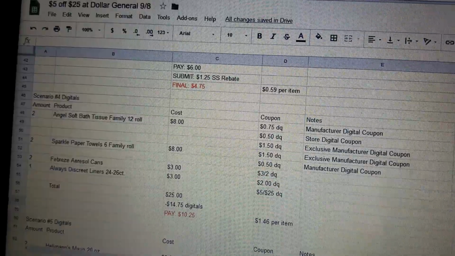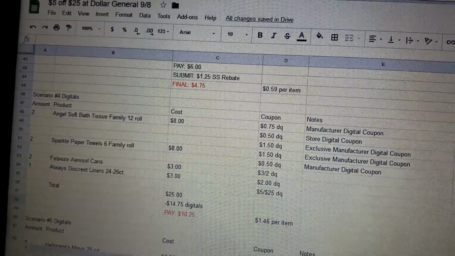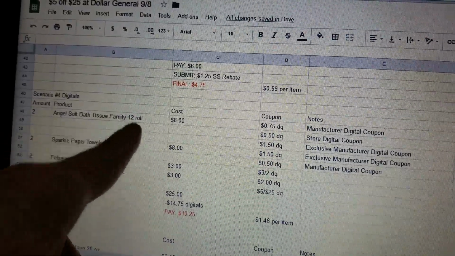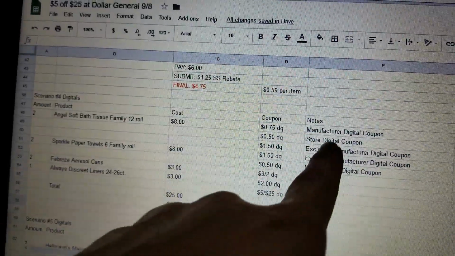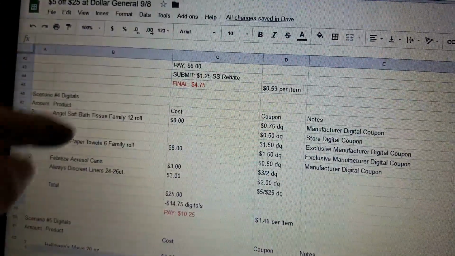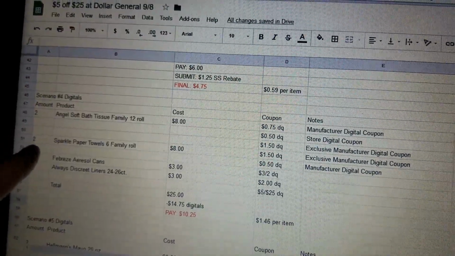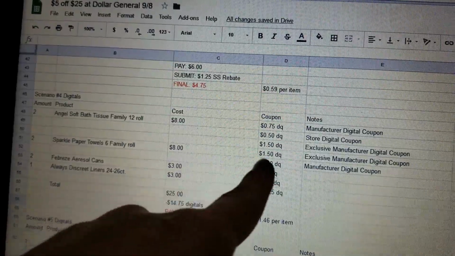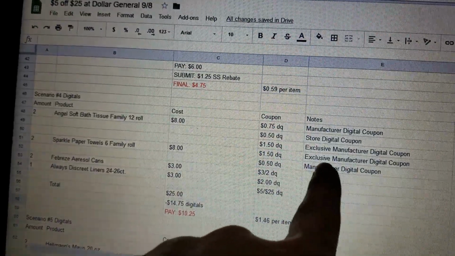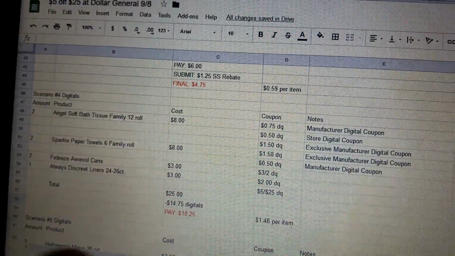This fourth digital scenario, you're going to pick up two of the Angel Soft Bath Tissue Family Rolls. They're 12 rolls. They are $8. The same digitals will apply from the previous scenarios. Then you're going to get two of the Sparkle Paper Towels, six family rolls. They're two for $8. We have a $1.50 digital coupon, and it's an exclusive manufacturer digital coupon.